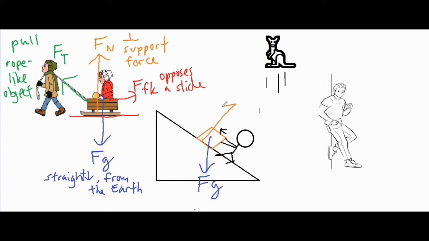Remember, the normal force is perpendicular. So this one is actually angled, because to make a 90-degree angle with this ramp, we're going to have to angle our vector a little bit. And then we have a person pushing it.